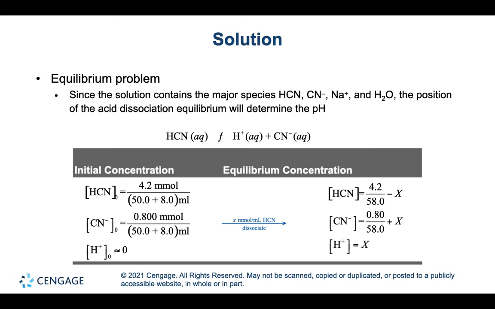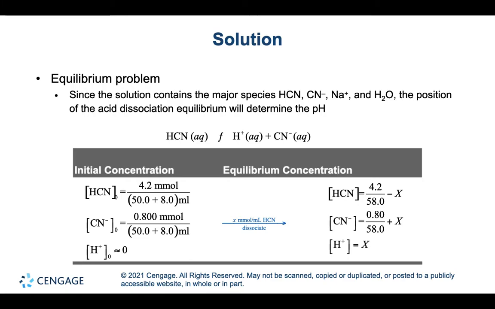So when we do our ice table on this, we'll be calculating the molarity of the HCN and the CN minus from the millimoles and the milliliters. Notice I'm not dividing by 50, we're dividing by 58 milliliters instead. So my preference would have been that they don't show you 4.2 divided by 58, that they would have worked that out and given you a decimal on that.